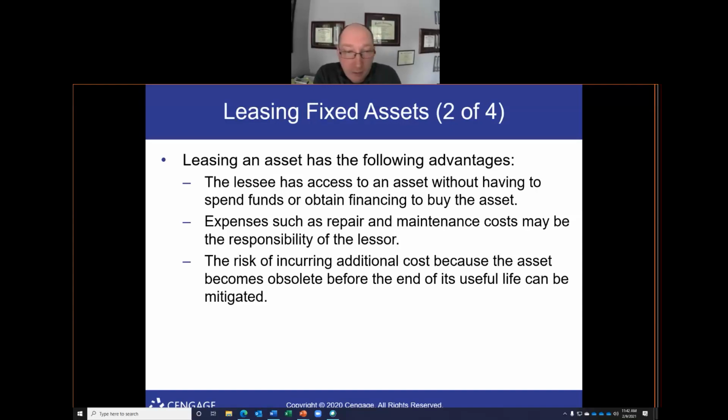Repairs and maintenance are typically covered by the owner, the lessor. Another point is the risk of incurring additional costs if the asset becomes obsolete before the end of its useful life. What does that mean? If Pavle is leasing his car for the company, his lease will be typically 2 to 3 years. At the end of his lease, Pavle can turn his vehicle into the dealership and get another lease, therefore mitigating the risk of it becoming obsolete. The word obsolete means it's outdated. It's no longer really useful.